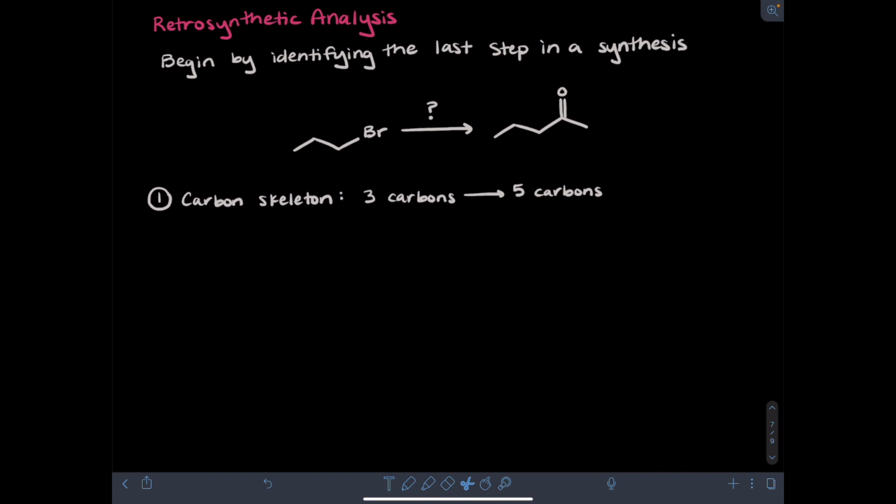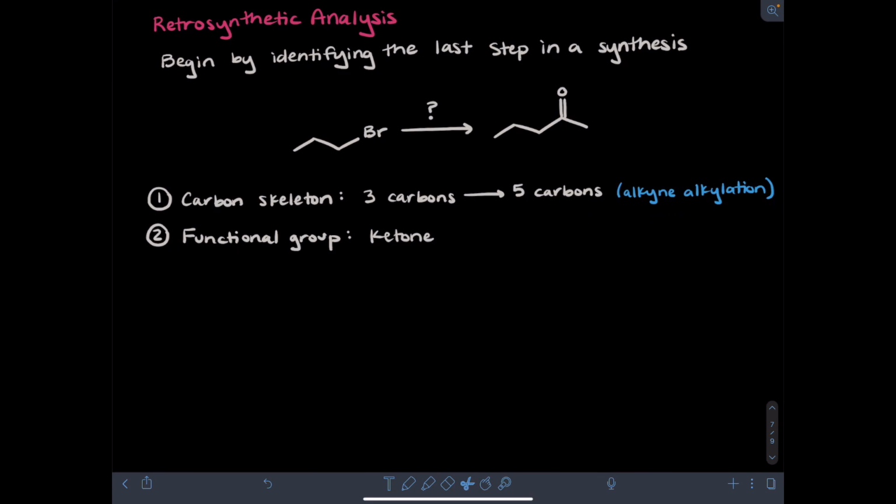First, I want to evaluate the carbon skeleton of my starting material and product. I have a 3-carbon alkyl halide starting out, and I have a 5-carbon ketone in the product. By seeing that the number of carbons has increased, I know that my reaction sequence will need to involve alkylation of an alkyne.